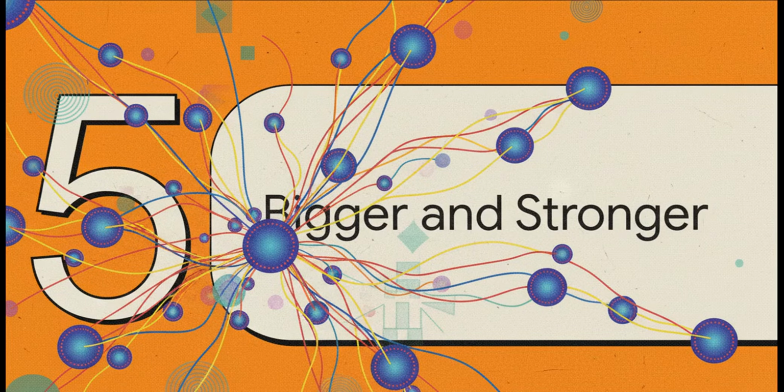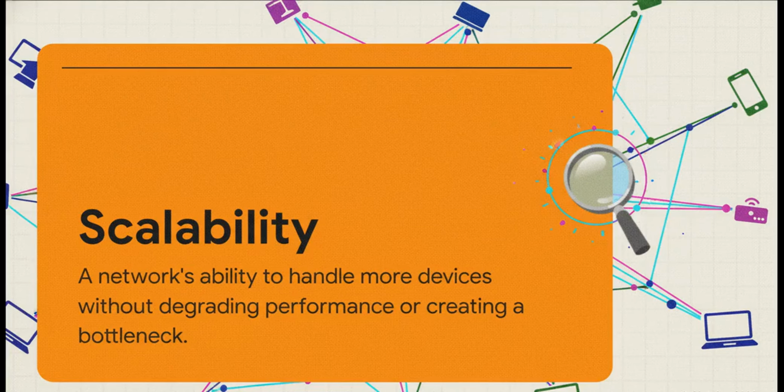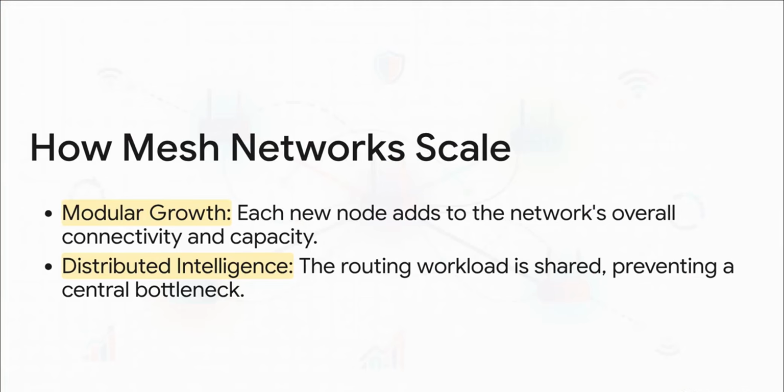The second superpower of mesh networks is something called scalability. And what's really wild is that as these networks get bigger, they don't just get more complex, they can actually get stronger. So what is scalability? It's pretty simple. It's just the ability to keep adding more and more devices to your network without everything grinding to a halt. Since there's no central server that's going to get overloaded, the network can just grow and grow organically.